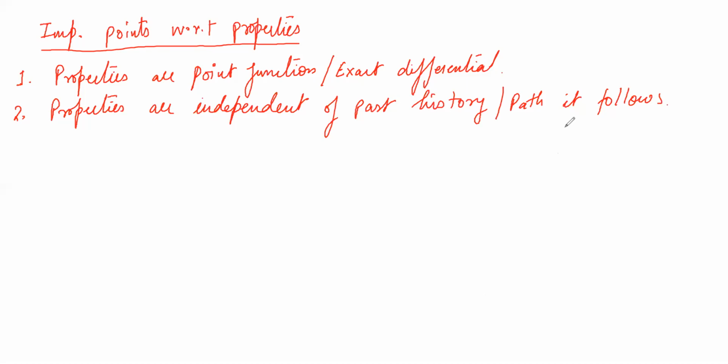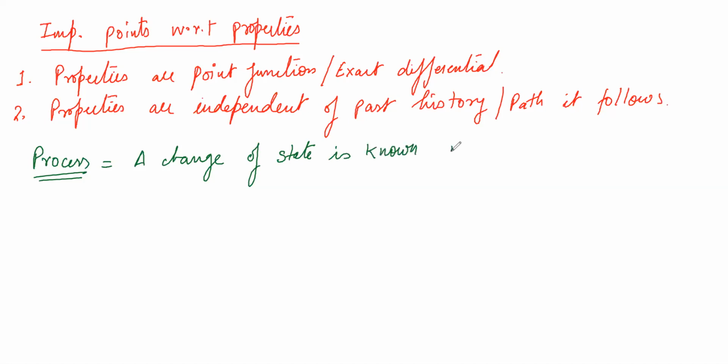Before understanding this, let us define a process, okay? And after that, the state of a system. Then we will understand better what past history and the path it follows mean, right? So let's understand this. This is a process. Okay. A change of state is known as a process.